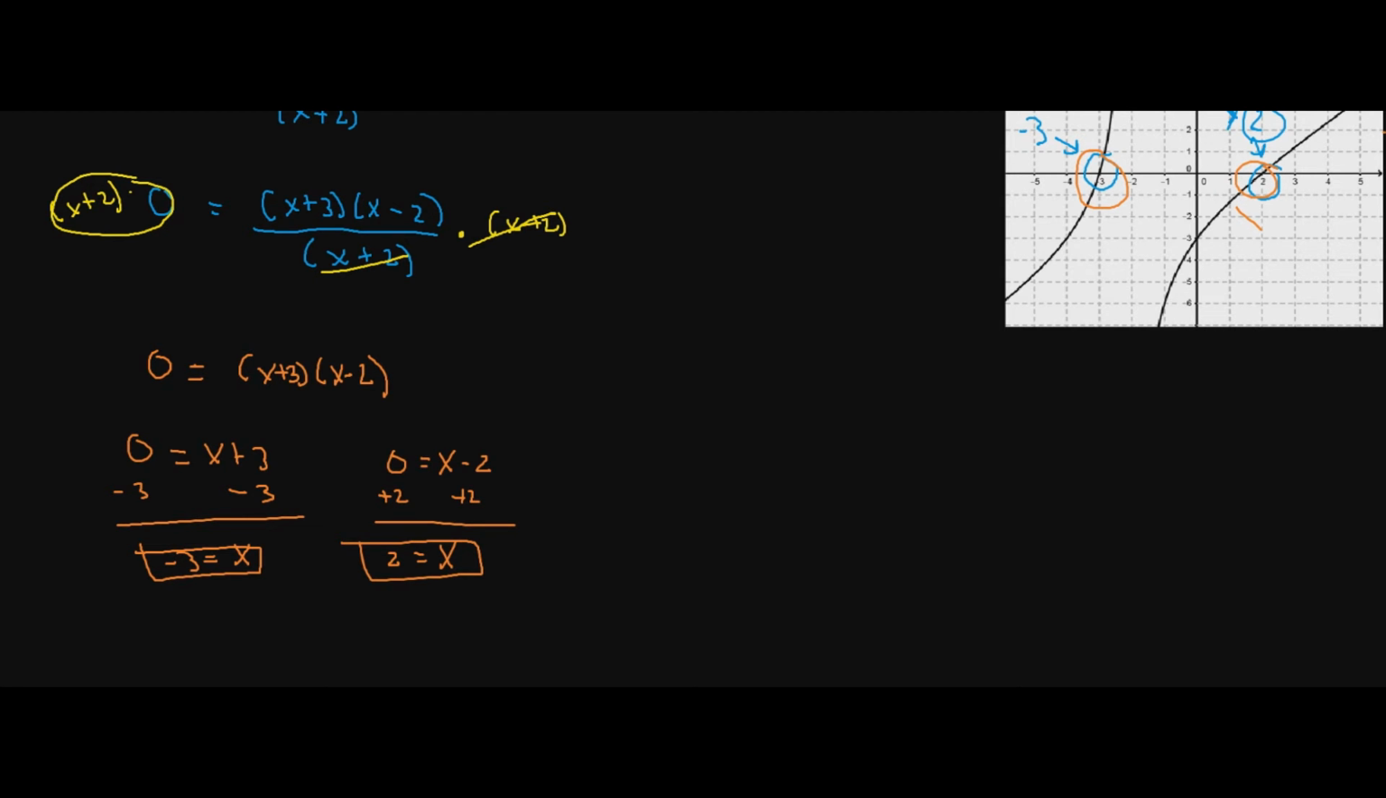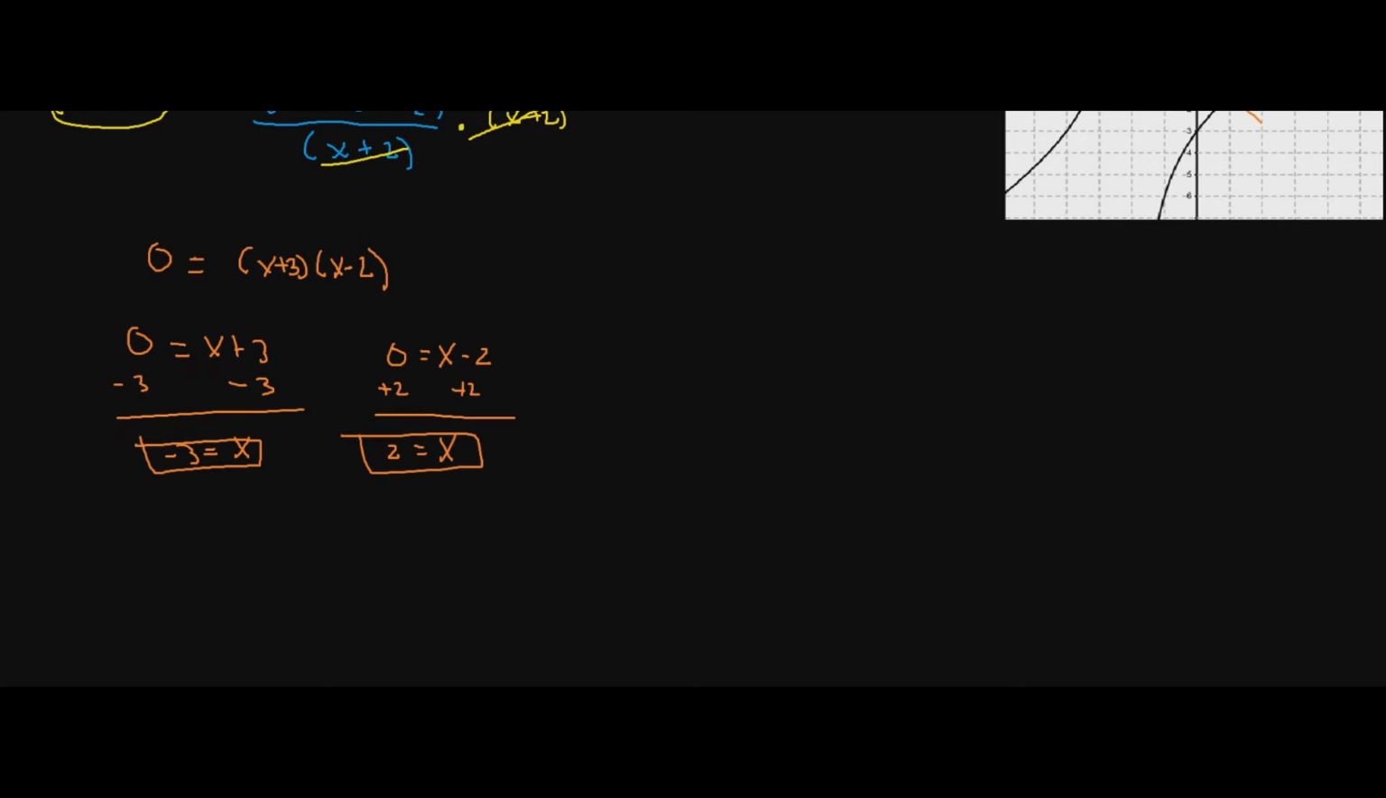All right. Let's look at another example. Let's say we have y is equal to x plus 5 times x squared plus 12x plus 20, all divided by x squared plus 2x plus 1.